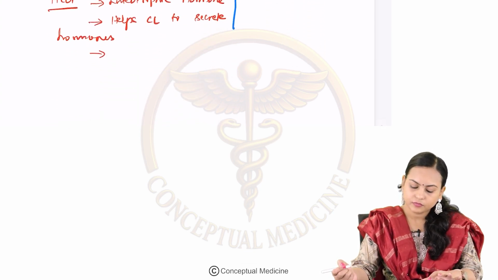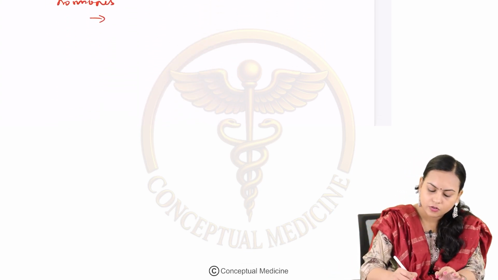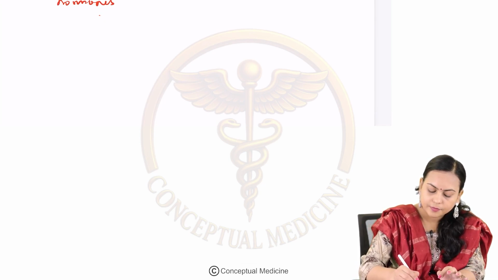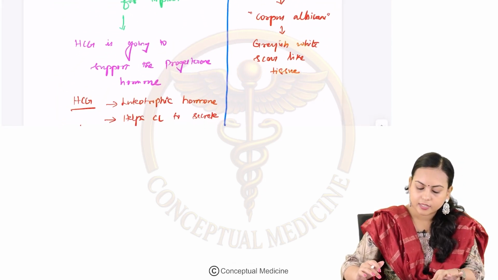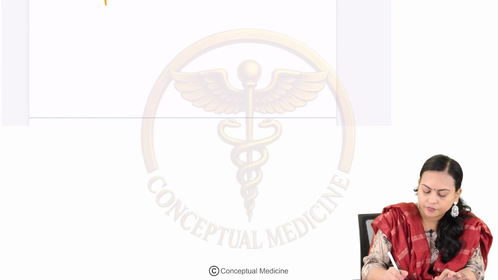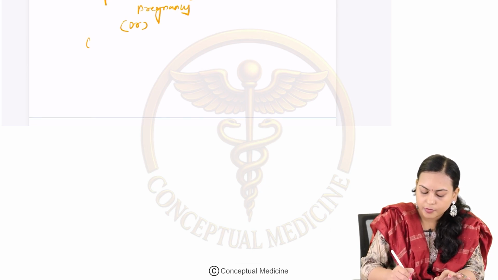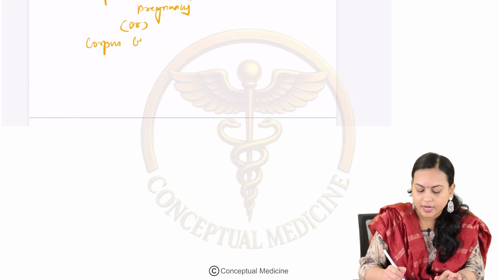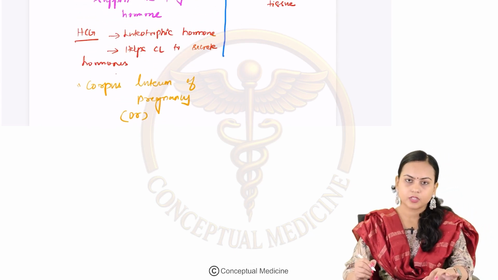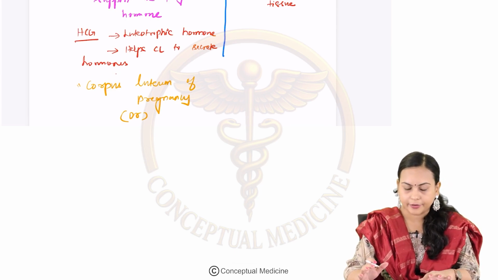Understood? So, we can also call this corpus luteum that is favoring the fertilization as corpus luteum of pregnancy or corpus gravidatus. Okay, just like how we called the corpus albicans here. Understood? I hope this part is clear.